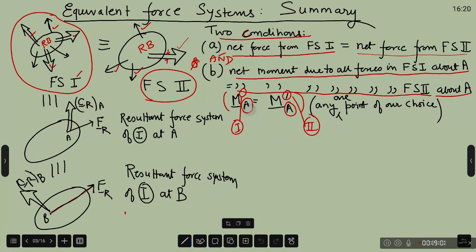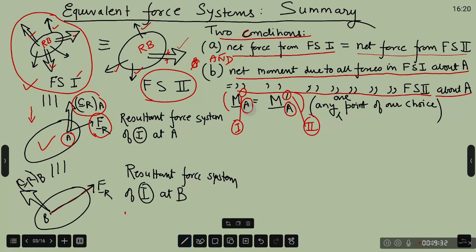Then I talked about a special type of equivalent force system in which I insist that there is only one single force acting at a point of my choice. Whatever point I choose, I should be able to put one single FR and an associated torque such that this system and this system become equivalent.